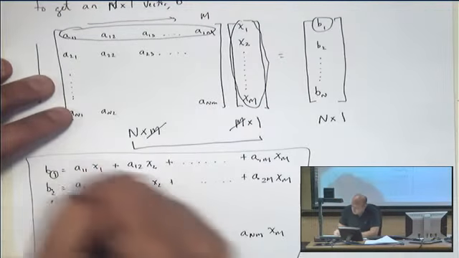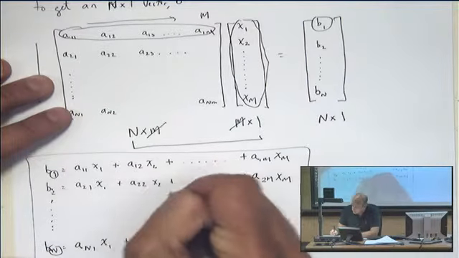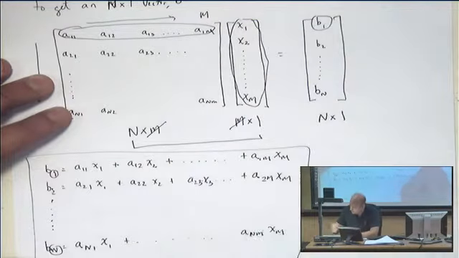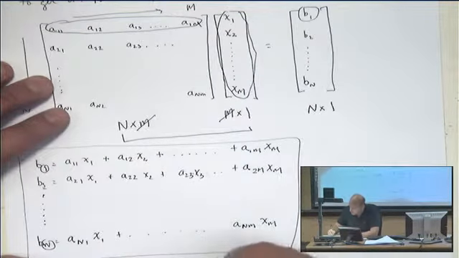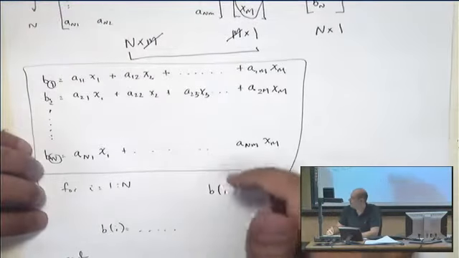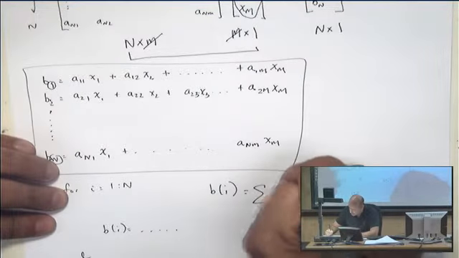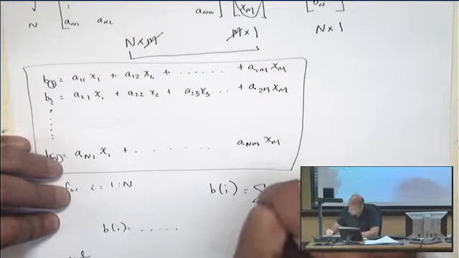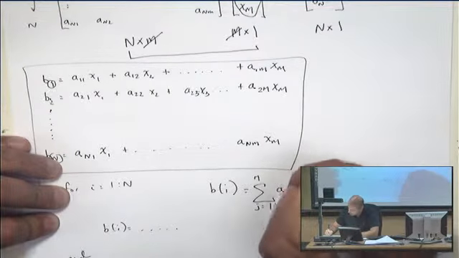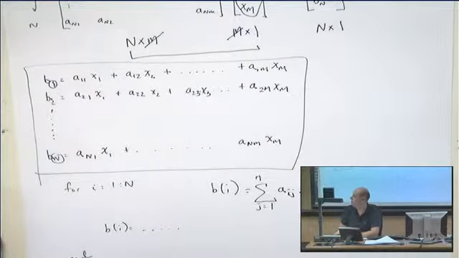Just take a general b2. b2 is a21 x1 plus a22 x2 plus a23 x3 plus a2m xm. So bi is really a summation, right? You can kind of think of bi as going from j equal to 1 to m, aij xj. That's one way you can do it.